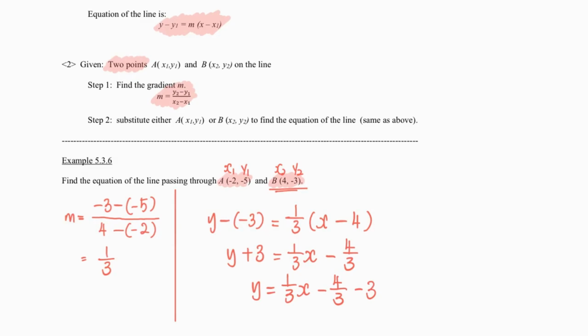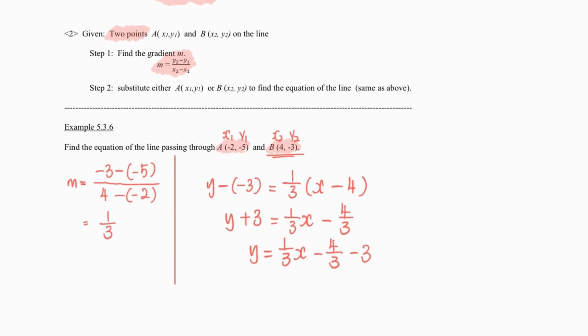And finally, the final answer: negative 4 over 3 minus 3. This will give me negative 13 over 3. And make sure it is in mixed number.